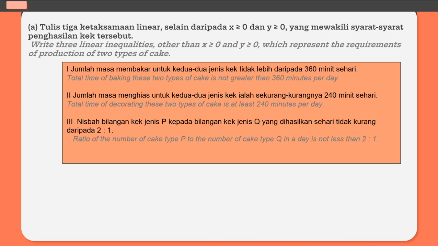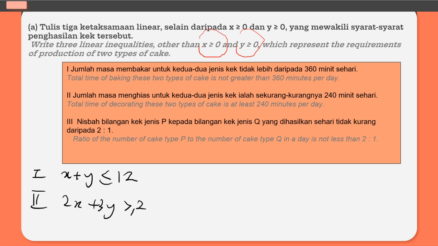Alright, write the 3 linear inequalities other than X greater than or equal to 0 and Y greater than or equal to 0, which represent the requirements of production of the 2 types of cake. So look at the first one and just copy it down. The first one we already found: X plus Y less than or equal to 12. The second one we have 2X plus 3Y greater than or equal to 24. And the third one, we have Y less than or equal to X over 2.